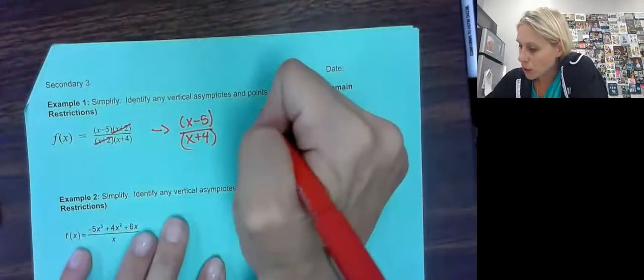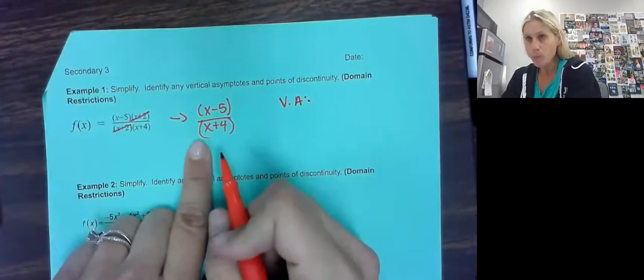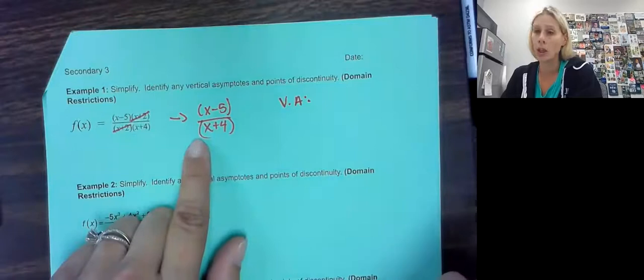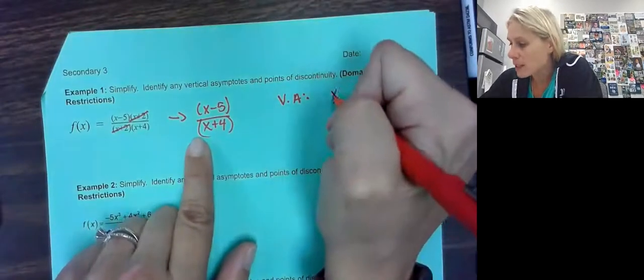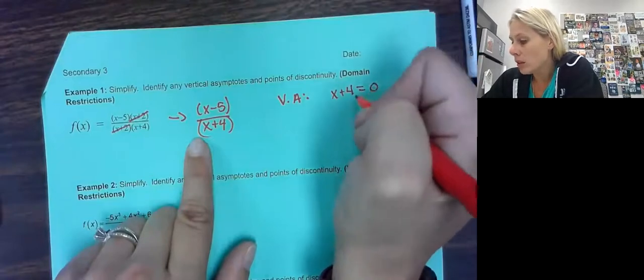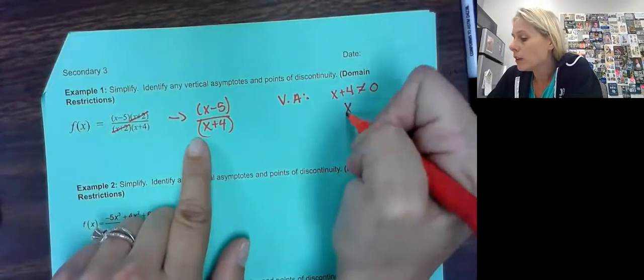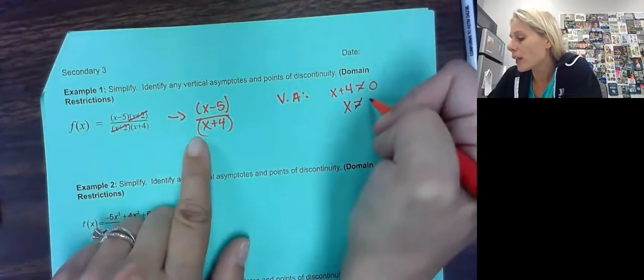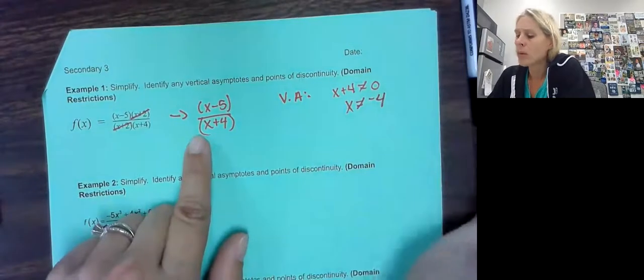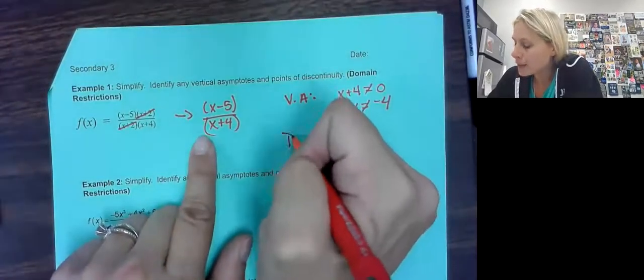All right, next. Domain restrictions. So vertical asymptotes. Remember, vertical asymptotes come from the simplified version. What makes the denominator 0? So you can either take the denominator, set it equal to 0, or not equal to 0, because we don't want it to be there, and then we can solve. Or if you can just look at it and tell, hey, we have a vertical asymptote at x equals -4, you're all good.